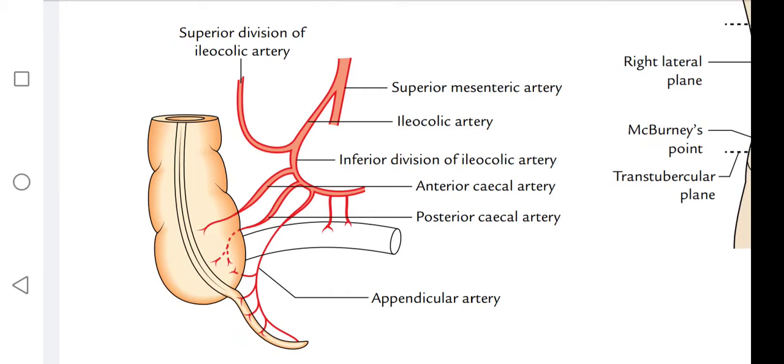In this video we are going to learn about the blood supply, lymphatic drainage and nerve supply of the cecum. In the previous video we already learned about the introduction, shape, types of cecum, dimensions, relations and interior of the cecum. Coming to the video, blood supply and lymphatic drainage of cecum.